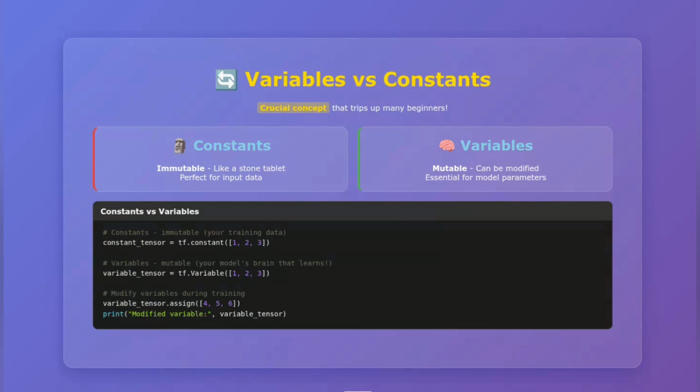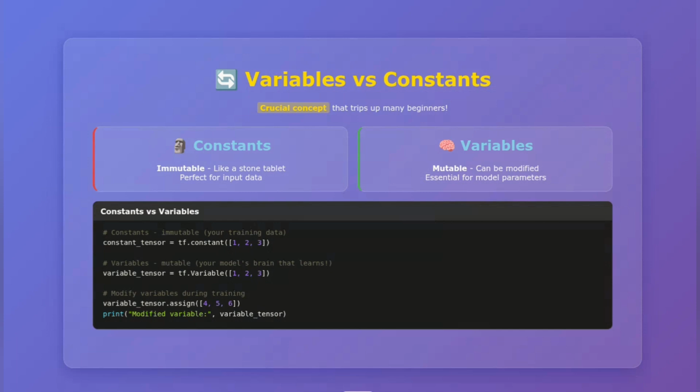Concept 4. Variables versus constants. This is a crucial concept that trips up many beginners. Let me explain the difference. tf.constant of 1, 2, 3 creates a constant tensor. Once created, you cannot change its values. It's immutable, like a stone tablet. tf.Variable of 1, 2, 3 creates a variable tensor. These can be modified using methods like assign. See how we changed it from 1, 2, 3 to 4, 5, 6?